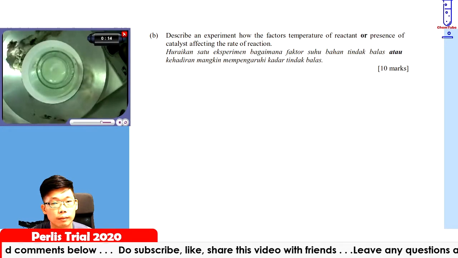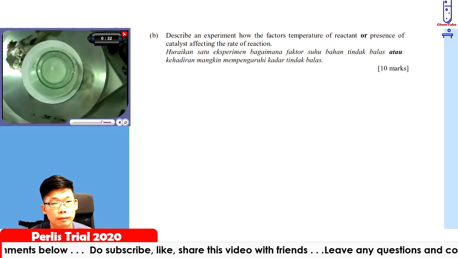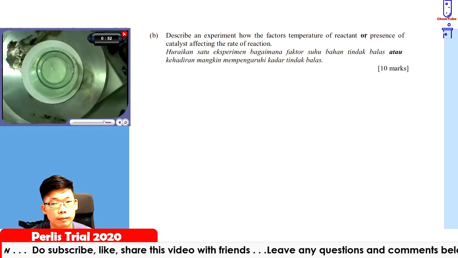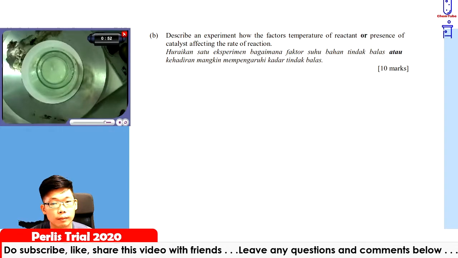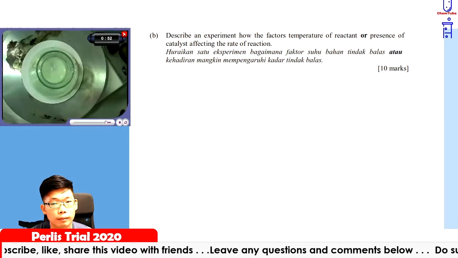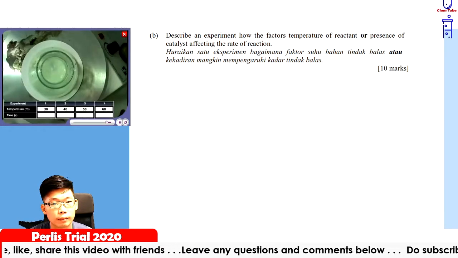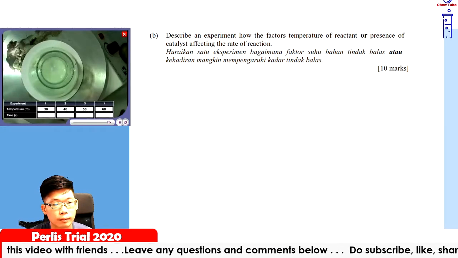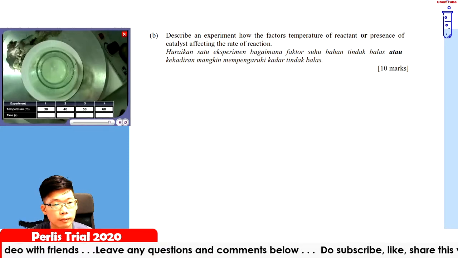Start the stopwatch and magnetic stirrer immediately. View the X from above and stop the stopwatch as soon as the X cannot be seen. Record the time taken for this process to occur. Repeat the experiment using the same volume and concentration of both solutions at different temperatures as shown in the table.